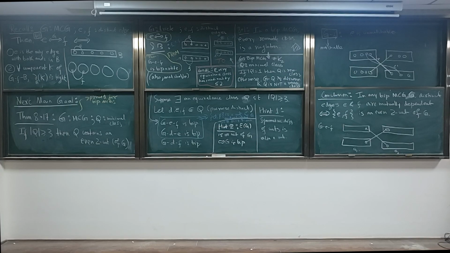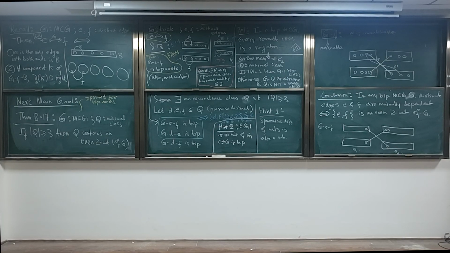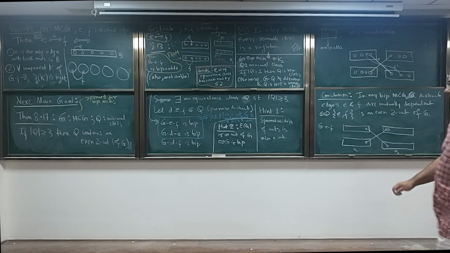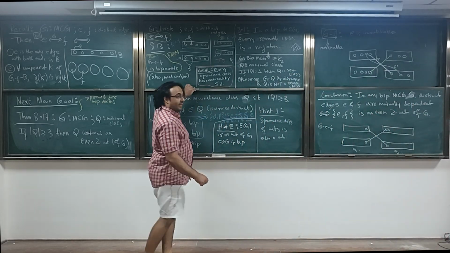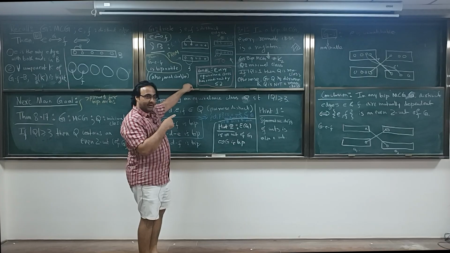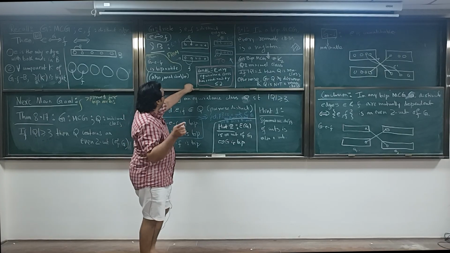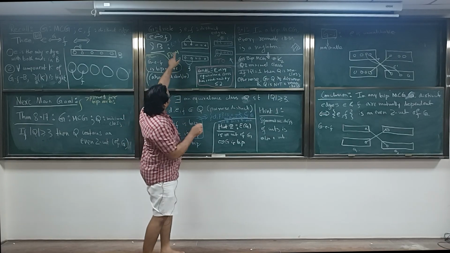Yeah, it won't be minimal. Because if it were minimal, then you would have an even 2 cut, then the graph would not be k connected for an arbitrary large k. Yeah. Right? So in fact, that's a very good point. So did you catch how we concluded? Okay. So I'll just quickly repeat that point.